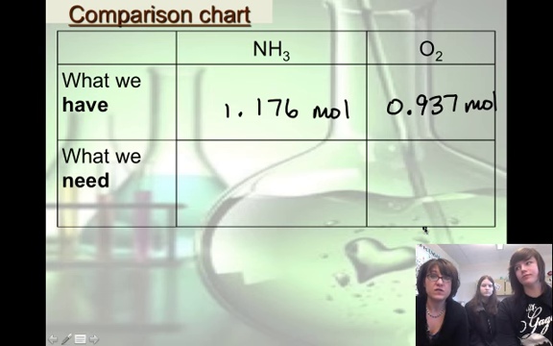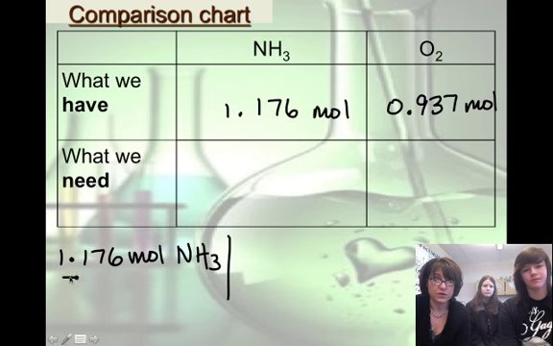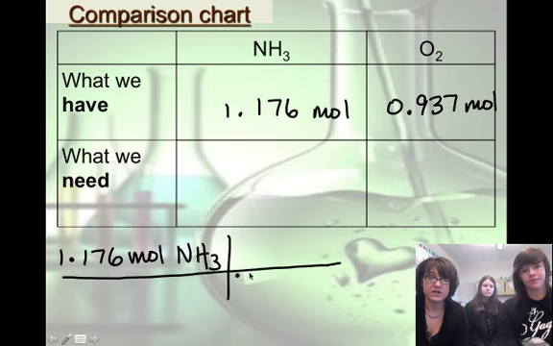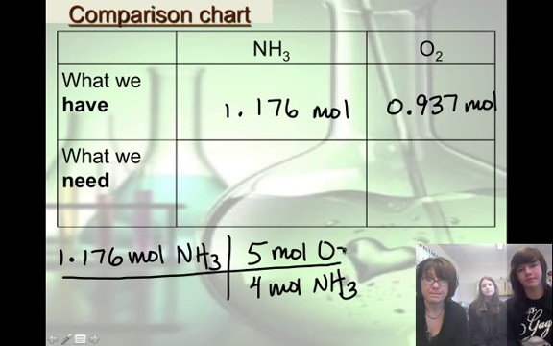And now we've got to figure out what we would need. So if I'm going to use up all of the ammonia, how much oxygen would it take? Let's start with our moles of ammonia and go to moles of oxygen so that we can see how much it would take. In our balanced equation, we know 4 moles of ammonia goes with 5 moles of oxygen. Remember that recipe?